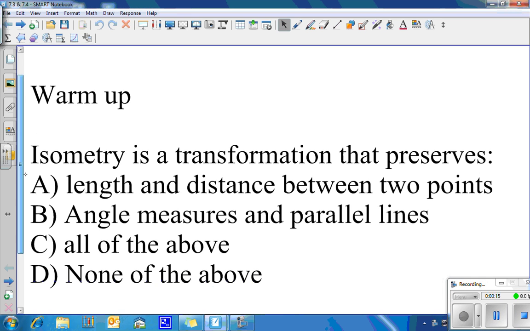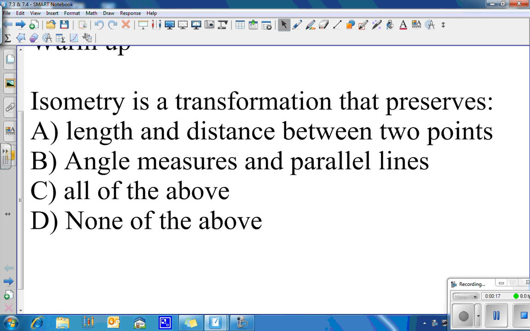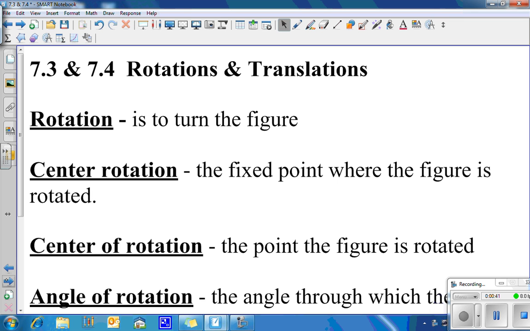Your warm-up today, talking about isometry. Isometry of a transformation preserves A, length and distance between 2 points, B, angle measures in parallel lines, C, all the above, or D, none of the above. And if you recall, you need to know that definition for your test. It is all of those. Length and distance between the points, and angle measurements and parallel lines all have to be the same. They cannot change. All right, for 7.3 and 7.4, we're dealing with rotations and translations.